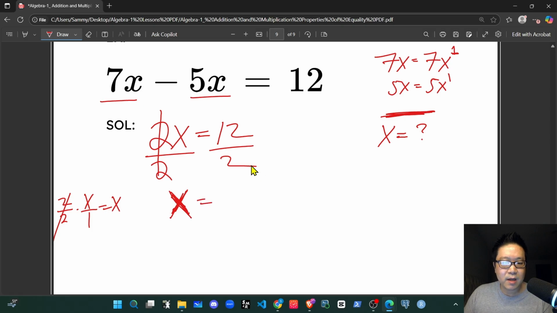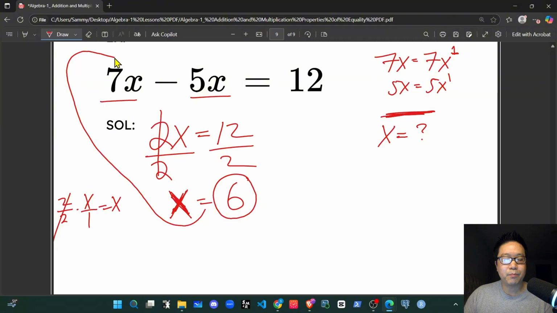And on the right-hand side, all you have to do is divide 12 by 2. Dividing 12 by 2, you get 6. And that should be our answer. And once again, I leave it up to you to check to see if we did this correctly by plugging it into the original equation.